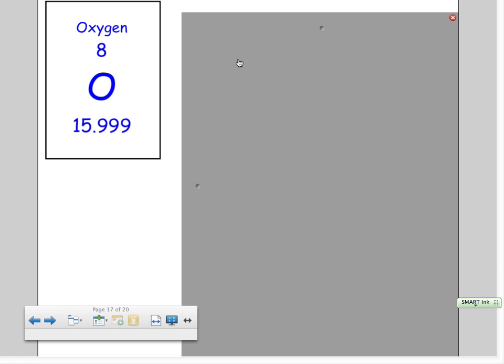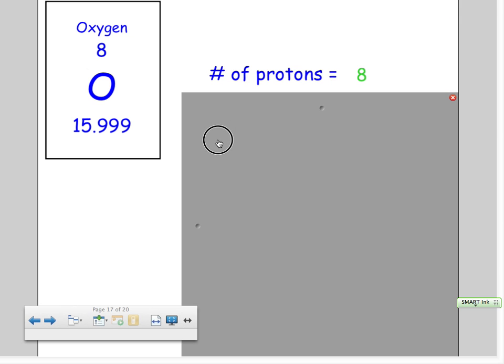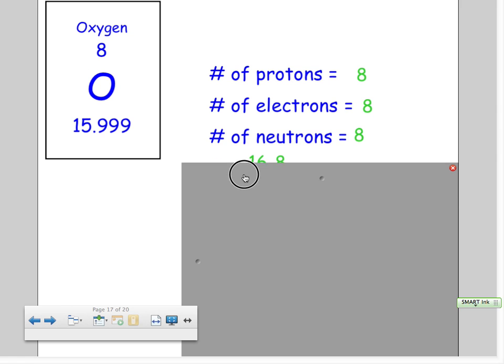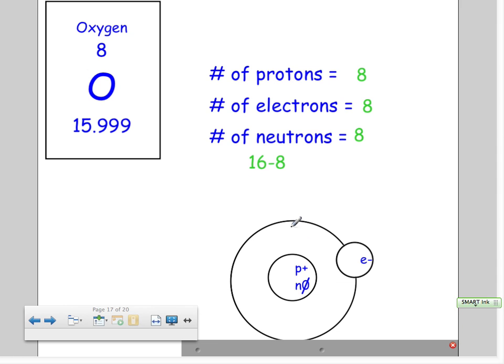Okay, so let's check. You should have 8 protons, because protons are located here from the atomic number. The number of electrons is the same, and the number of neutrons is also 8, because when you round 15.99, it should be 16, and then 16 minus 8 would give you 8. Your drawing should then look like this. Be sure to also be copying the drawings too.